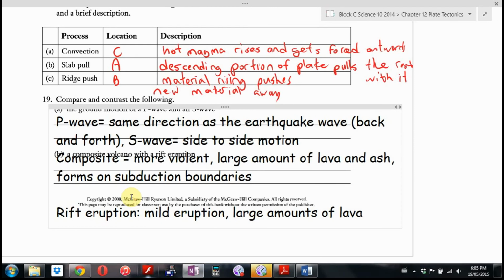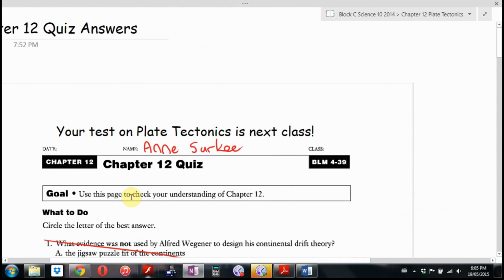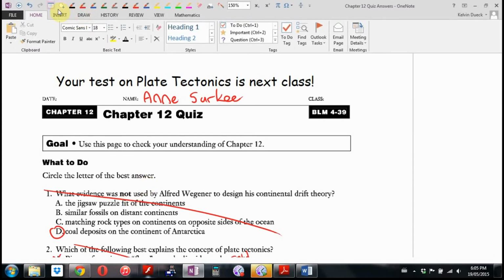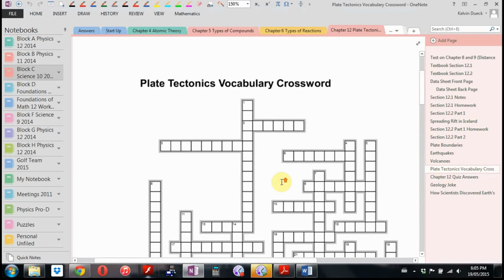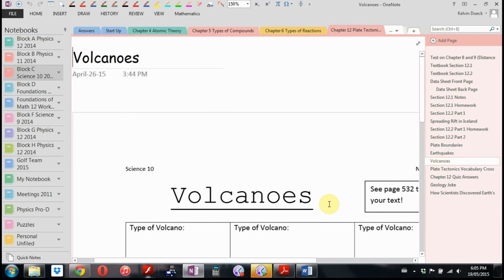Okay? I'm not going to collect this quiz, so if you didn't do it, well, you missed out on a chance to learn from your mistakes. But you do want to study, and that's part of your homework. Now what you want to do is keep this quiz. Also on Friday, day of the test, you want to hand in the plate tectonics vocabulary crossword. And if you haven't handed in these yet, hand them in. You can hand them in today. If you want them to study from, you can hand them in Friday.